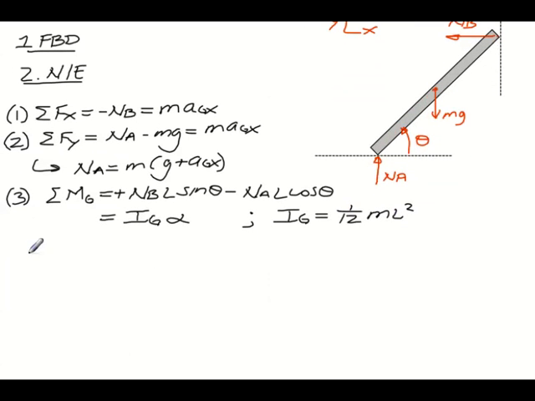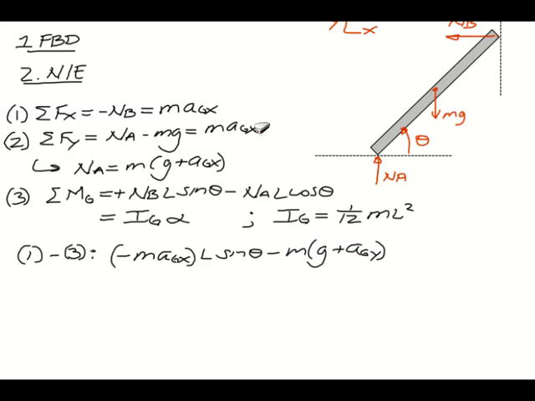So if I combine equations 1, 2, and 3, I get that NB, which is minus m a_Gx, times L sine theta. I get NA, which is going to have a minus sign in front of it also. NA we saw was m(g plus a_Gy). I need to fix up a typo here. This should be a Y as well as this one here. And that has a moment arm of, what do we say, L cosine theta. And that's equal to I alpha.